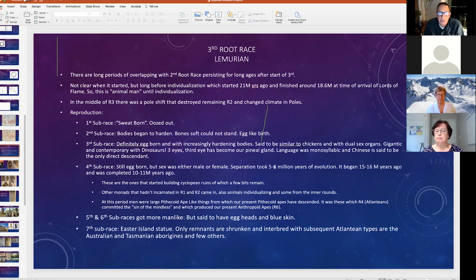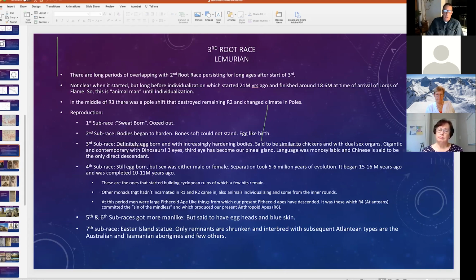Now, this is completely contrary to anything that science says. The only thing they'll agree with is that we seem to go through a lot of these stages of all the various kingdoms in the womb. You start out as a single cell amoeba, and you go through all these different things like a tadpole, and you go through all of these different conditions as if we'd done it before. But at any rate, the separation took 5 to 6 million years, and apparently it began roughly 15 million years ago, and it wasn't completed until 10 to 11 million years ago. So it's in this fourth subrace, when they were becoming separated sexes, that they began to build the Cyclopean ruins.